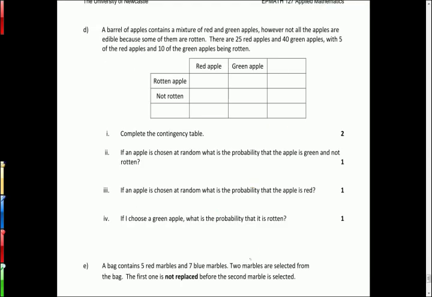D, a barrel of apples contains a mixture of red and green apples. However, not all the apples are edible because some of them are rotten. Okay, there are 25 red apples, and 40 green apples. Okay.